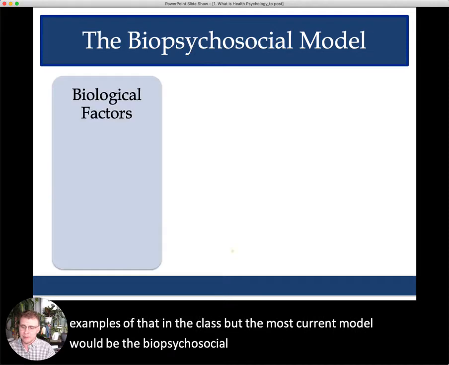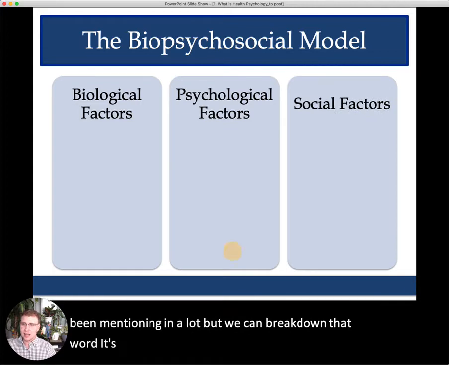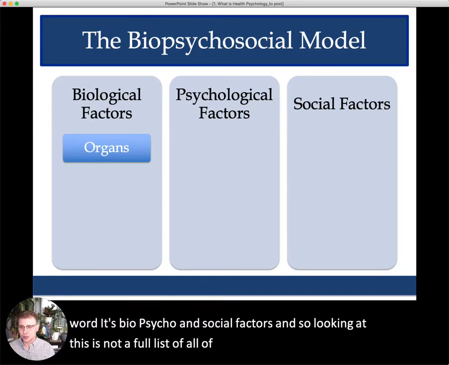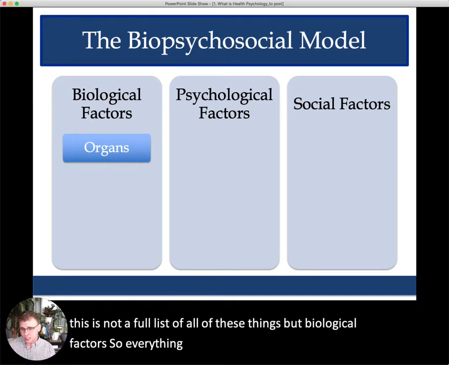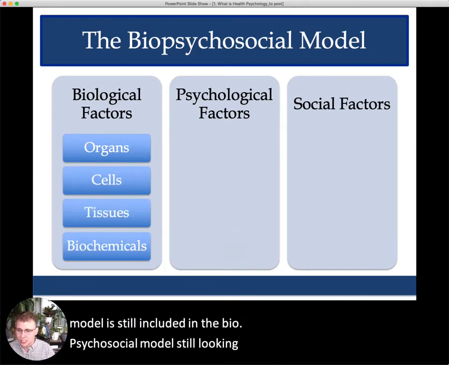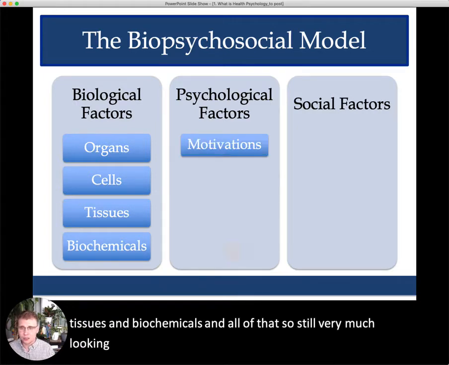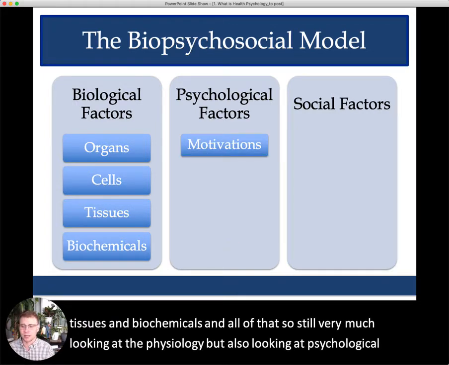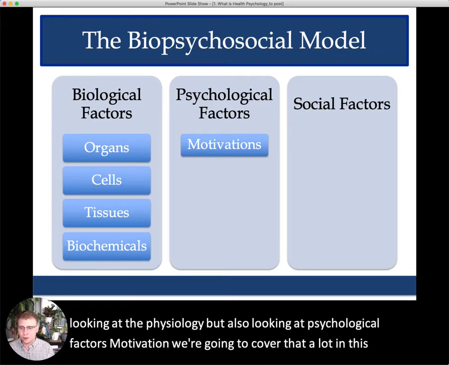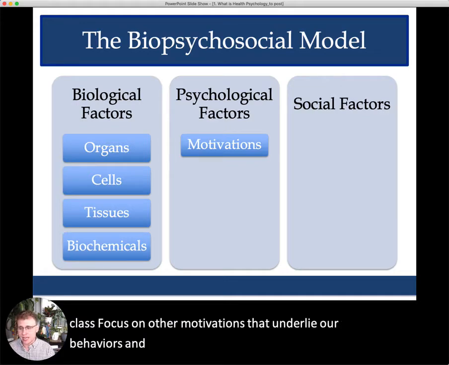So what is that? We've already been mentioning it a lot, but we can break down that word. It's bio, psycho, and social factors. This is not a full list of all of these things, but biological factors, so everything from the biomedical model is still included in the biopsychosocial model, still looking at organs and cells and tissues and biochemicals and all of that, so still very much looking at the physiology, but also looking at psychological factors like motivation. We're going to cover that a lot in this class, focus on the motivations that underlie our behaviors and our success in making important behavior changes to impact our health.